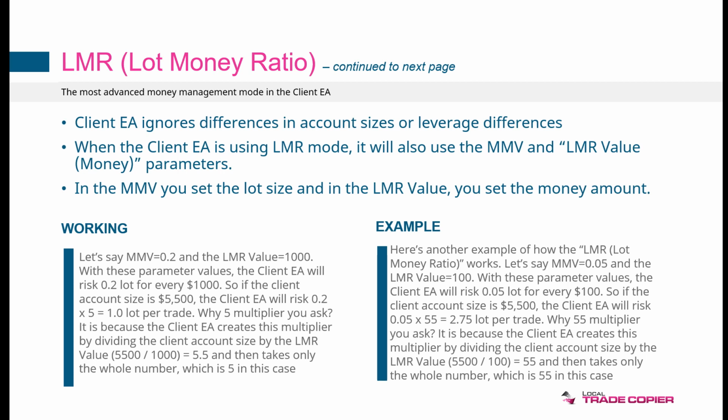And why 55? It's because the client EA will create this multiplier by dividing the client account size by the LMR value. So 5,500 divided by 100 is 55. And then it takes only the whole number, which is 55 in this case. So the lot size becomes 2.75.